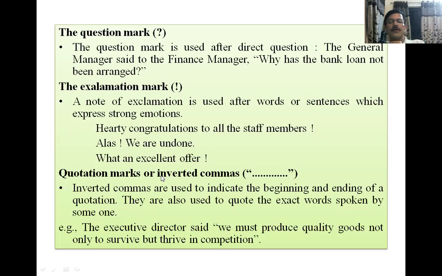Quotation marks and inverted commas, these are the symbols. The inverted commas are used to indicate the beginning and ending of a quotation. They are also used to quote the exact words spoken by someone. See this example. The executive director said, "We must produce quality goods not only to survive, but thrive in the competition." So this is the example you can easily understand. The quotation marks are inverted commas.